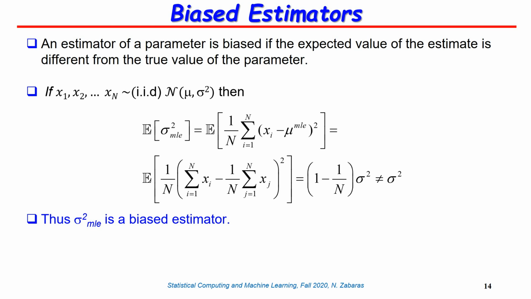Now, part of the reason why this came to be a biased estimator is that in the calculation of the MLE estimate, we had to compute the mean, and as an approximation for the mean, we use the sample mean. So this is the MLE estimate for the mean and not the true mean, and this is what resulted in this biased estimator.